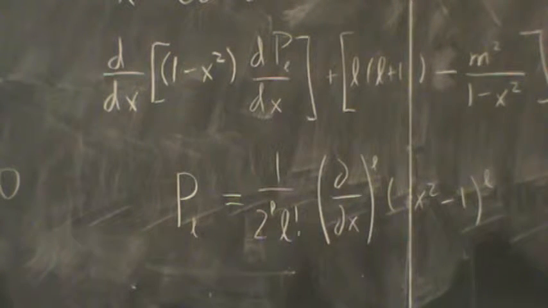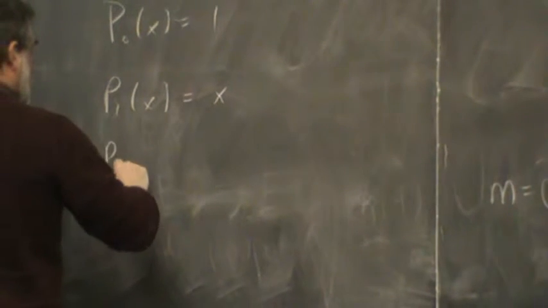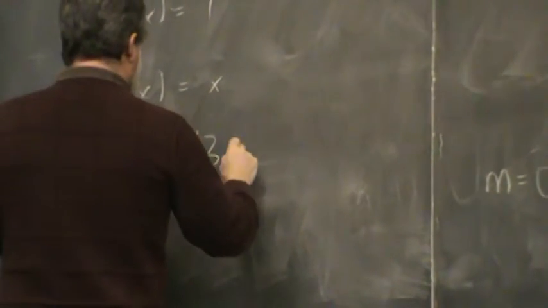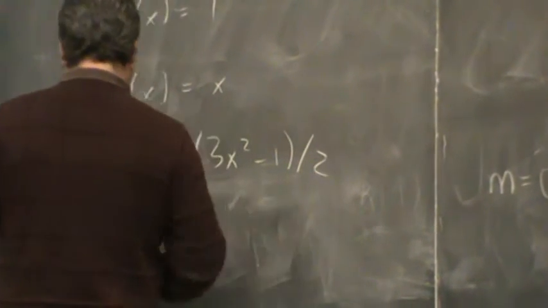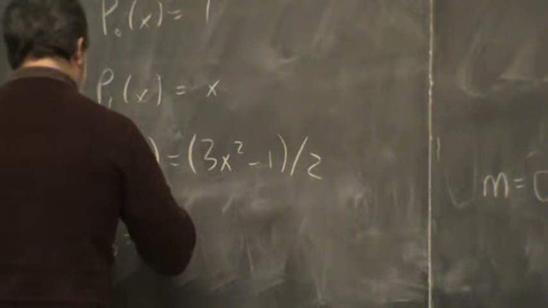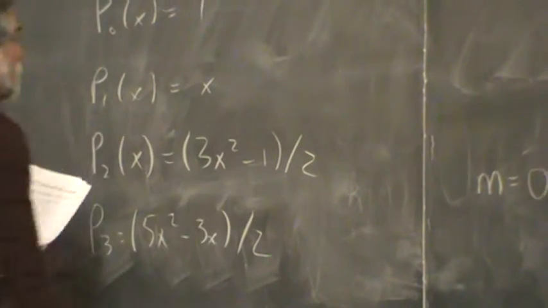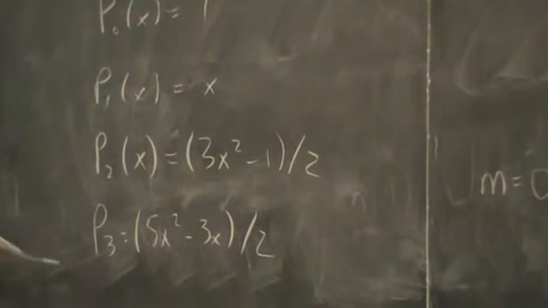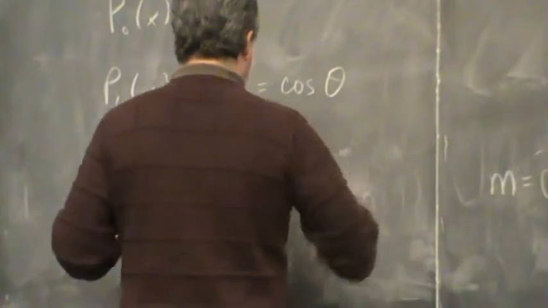So P0 of x is 1, P1 of x is x, P2 of x is, now it begins to get a little complicated, 3x squared minus 1 over 2. And P3 is 5x cubed minus 3x over 2, generated from there. And remember that I made the substitution that x was cosine theta, so this would be cos theta. I won't bother to write it.